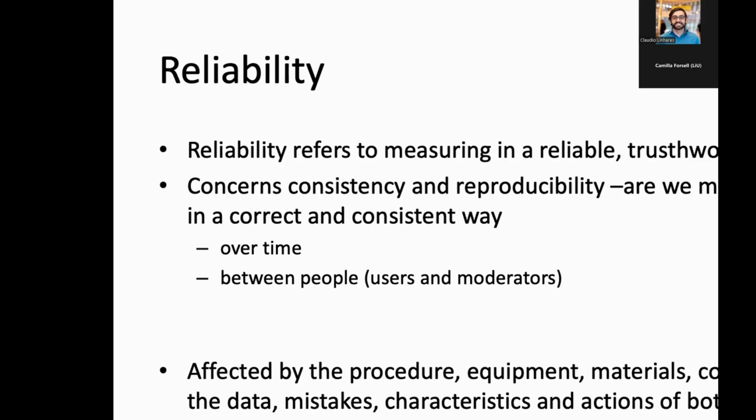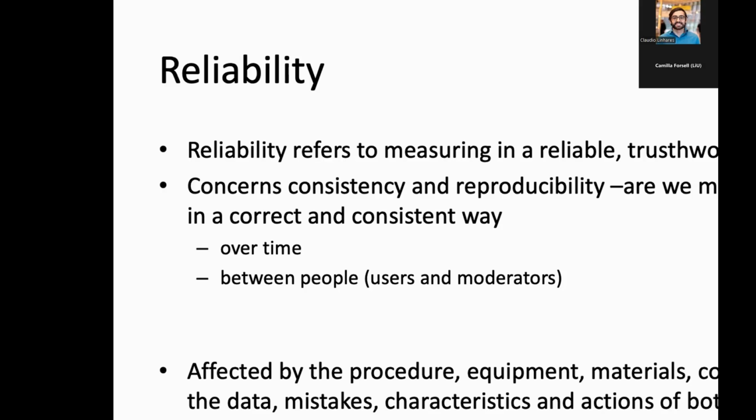And reliability then refers to how reliable and trustworthy the data is. How have you measured it? Did you encounter any errors? If you do repeated measures over time, is the data reliable over time? Does it show basically the same result or not?